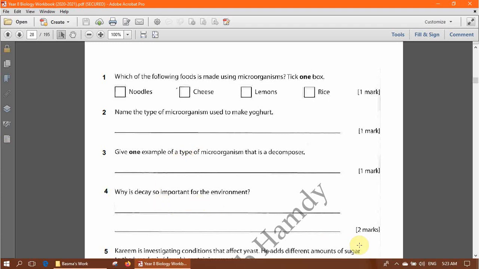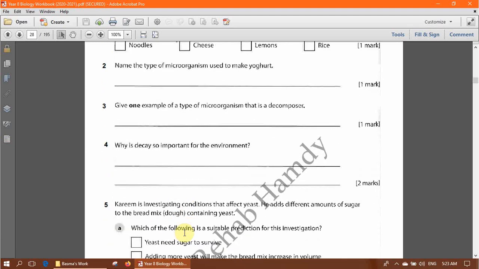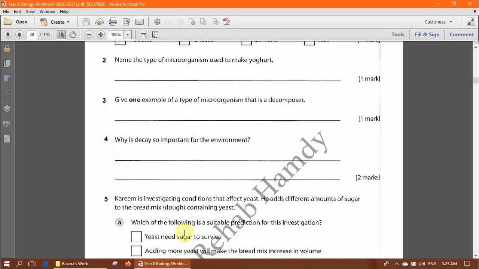Why is decay important, and it's out of two. The two reasons are that decay removes the dead bodies and the animal waste. Also, it returns useful nutrients back to the soil, so it recycles them, and this increases the soil fertility.